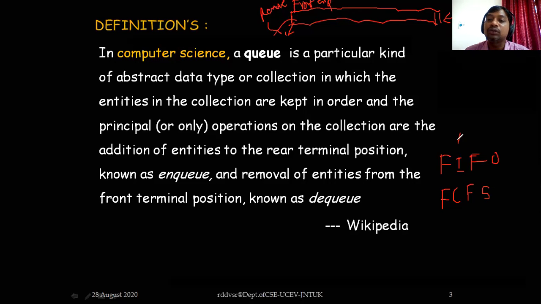Those who are at the front of the queue will get the service first. Those who come at the end will get their service only after the front end elements finish their job. So that is FIFO or FCFS, first in first out or first come first serve.